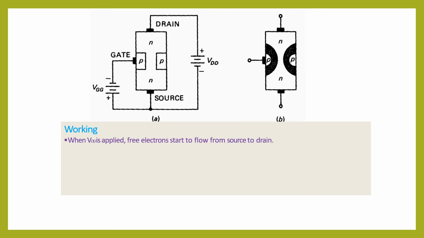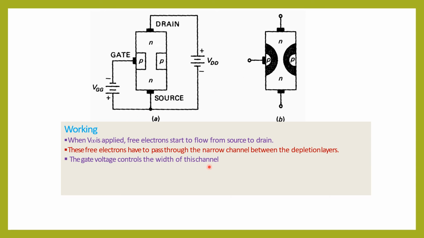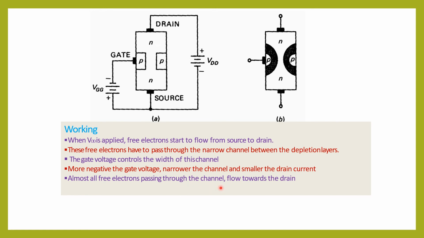So we'll see the working. When VDD is applied, the free electrons start to flow from the source to the drain. These free electrons have to pass through the narrow channel between the depletion layers. The gate voltage controls the width of the channel. The more negative the gate voltage, the narrower will be the channel, because the area covered by the depletion layers will be more, and hence the channel becomes narrower and the drain current smaller. Almost all free electrons passing through the channel will flow towards the drain. So we can say that the drain current is equal to the source current, ID is equal to IS.